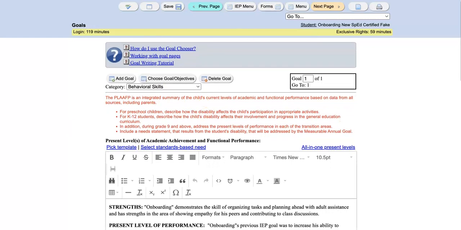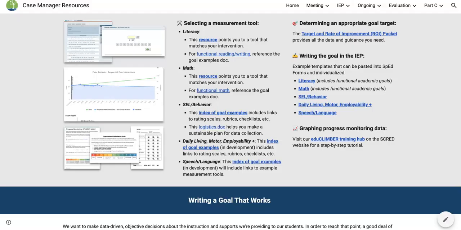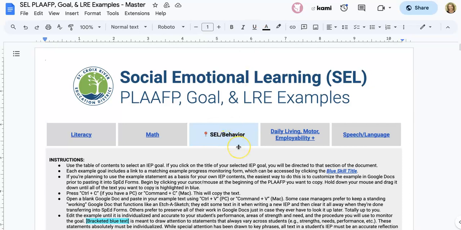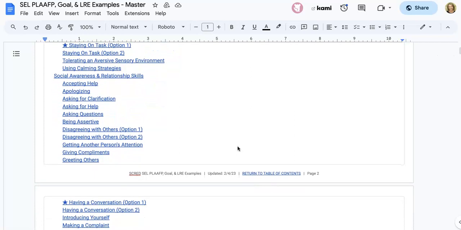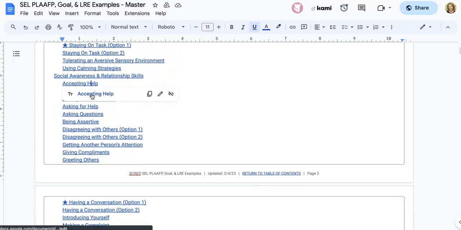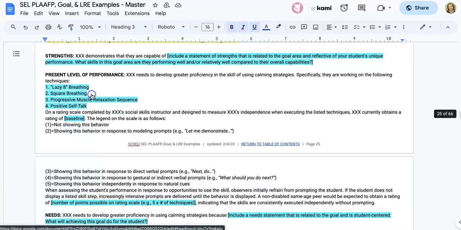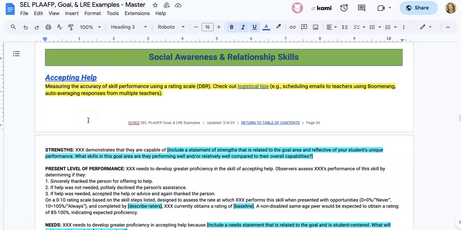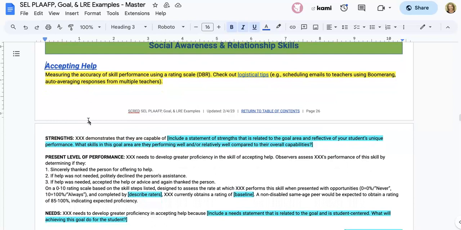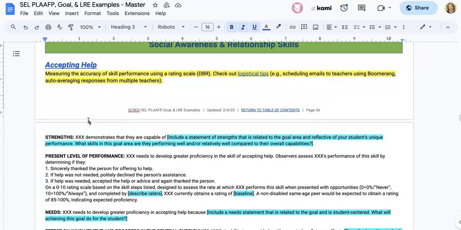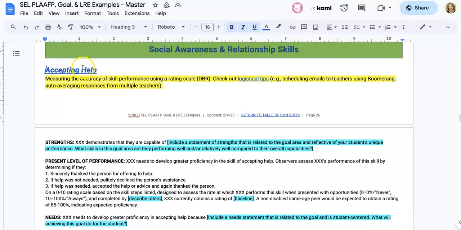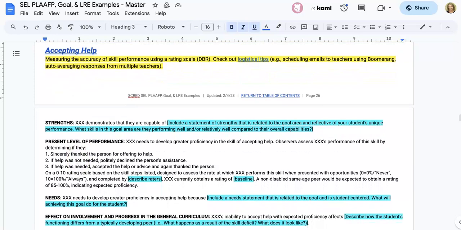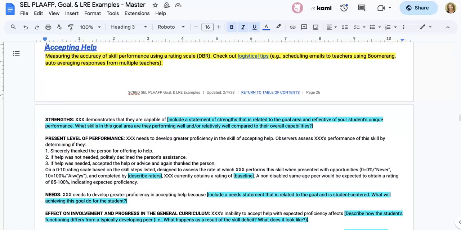And what I'm going to be writing a goal in is, let's say, I'm just going to find one here. How about accepting help? I could actually probably use a goal in that area as well. So onboarding is struggling with accepting help, and I'm going to come down here and take a look. Obviously, I probably would have done this before doing a recording to train people. But under accepting help, I would read through this and say, yes, that totally fits the need that this student has and the skills that we're working to develop.